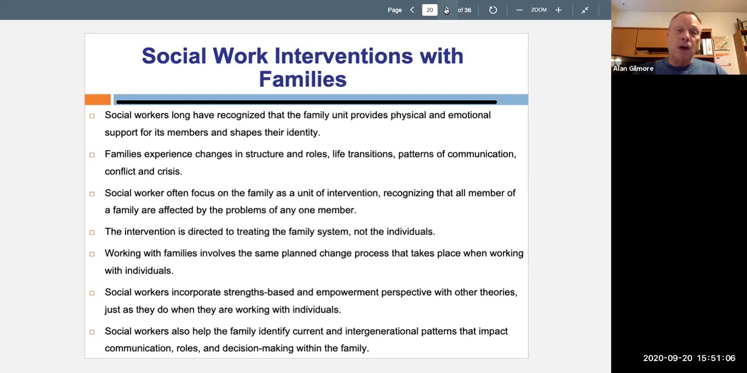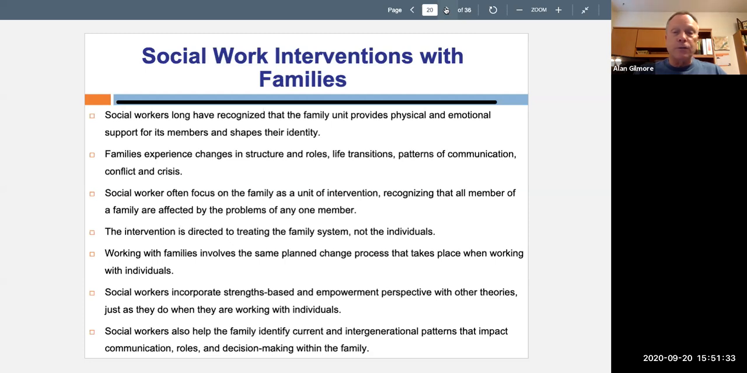Social workers often focus on the family as a unit of intervention, recognizing that all members of the family are affected by the problems of any one member. So in this situation we are looking at treating the family and not the individuals, although certainly individuals could be in one-on-one therapy on their own and also be participating in family therapy.